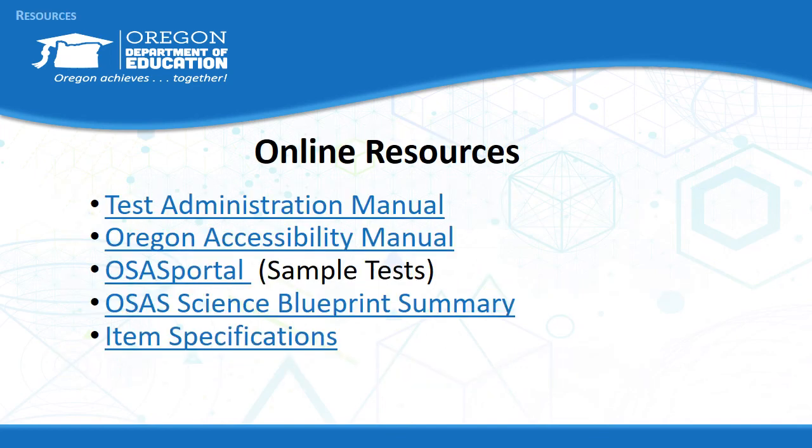Online resources include the Test Administration Manual, the Oregon Accessibility Manual, the OSAS portal, which contains sample tests, the OSAS Science Blueprint Summary, and item specifications.